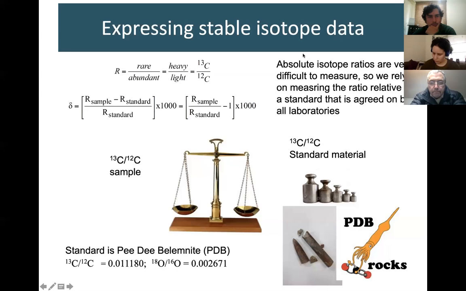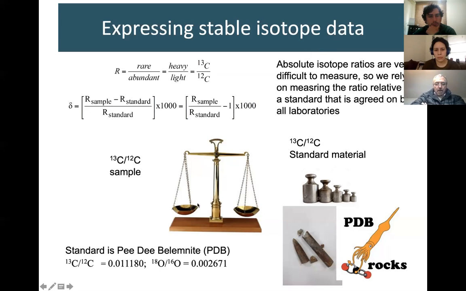It's very, very difficult to measure the absolute abundance of carbon-13 and carbon-12. So what we typically measure is the ratio of those, the heavy to the light isotope. And not only that, we have to measure the ratio relative to something else.